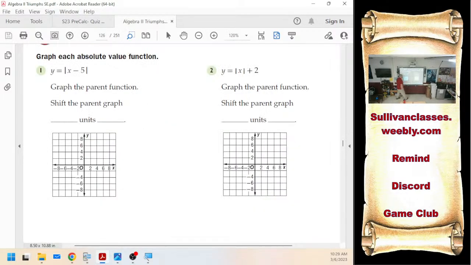All right. Graph them and tell me what you're doing. 1 and 2, go. You just move the point of that V, called a vertex. You're going to move it left or right, up or down. Watch the scale. So where do you start?